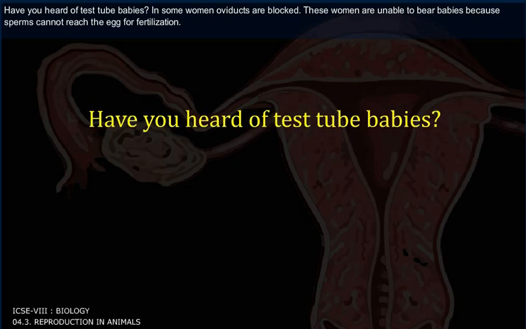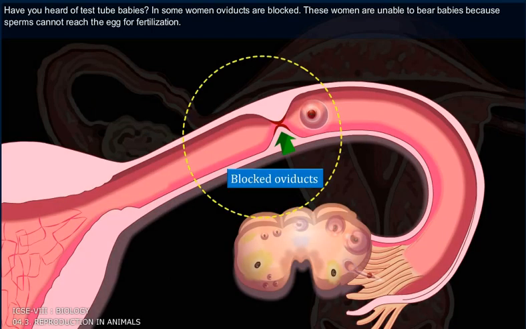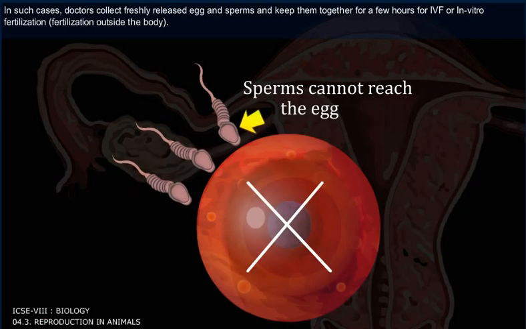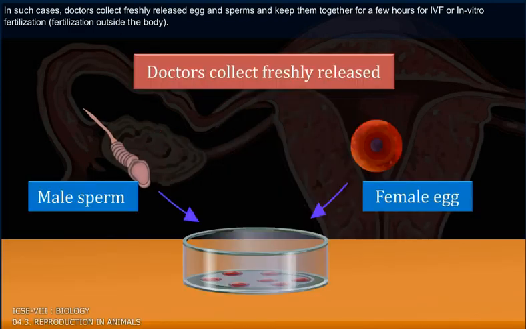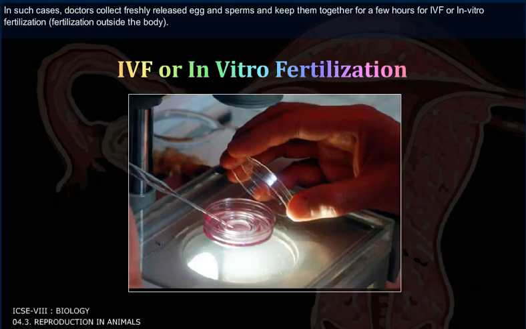Have you heard of test tube babies? In some women, oviducts are blocked. These women are unable to bear babies because sperms cannot reach the egg for fertilization. In such cases, doctors collect freshly released egg and sperms and keep them together for a few hours for IVF, or in vitro fertilization. Fertilization outside the body.